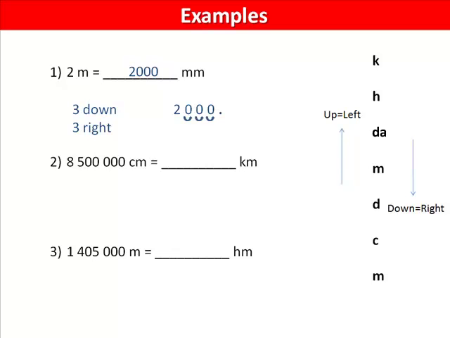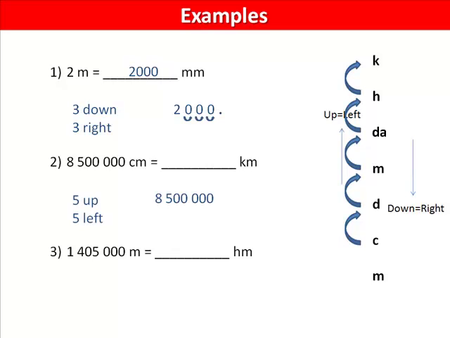In question 2, we want to convert from centimeters to kilometers. This is 5 jumps up the chart, which means move the decimal 5 to the left. Back the decimal up 5 places to get 85 kilometers.